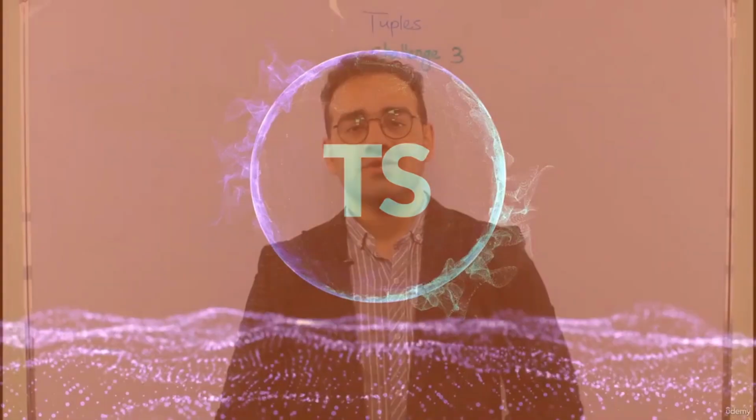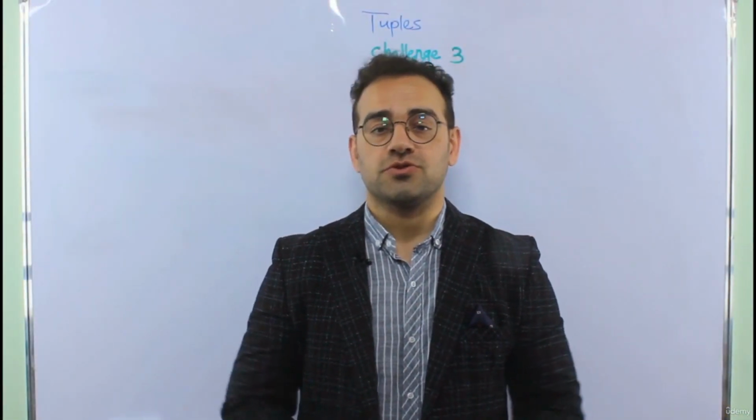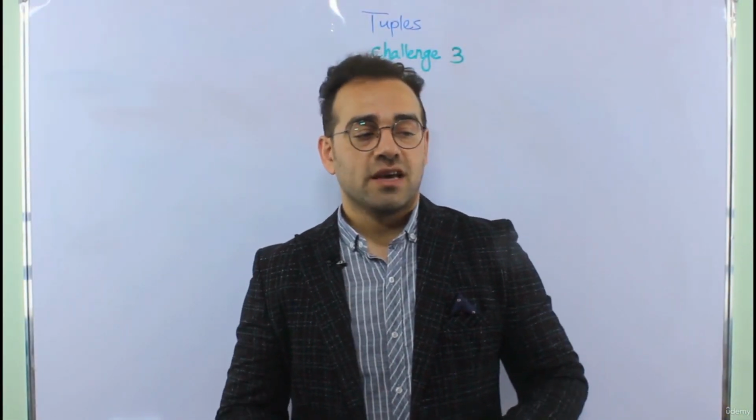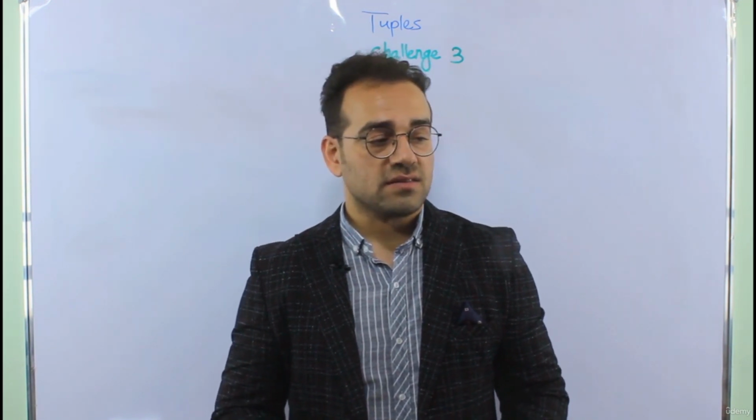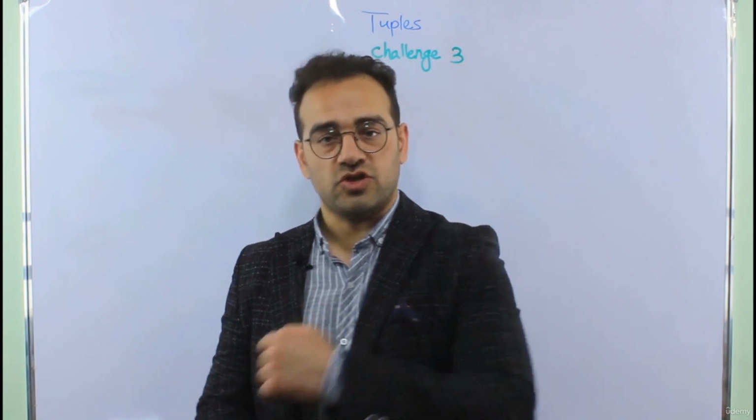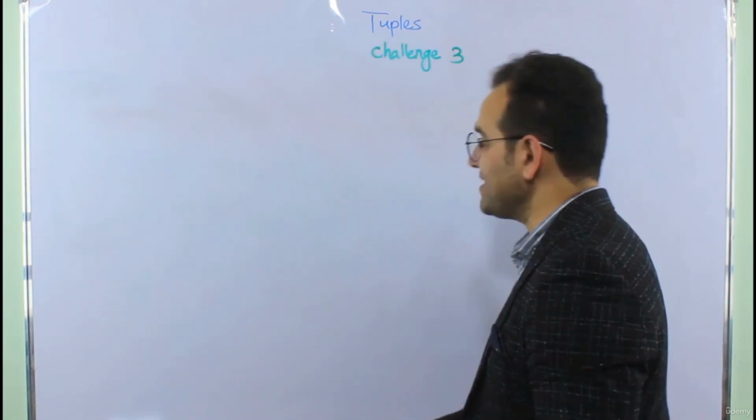Hi everyone, welcome to your third challenge solution for tuples. The statement for this challenge reads, create a string and number type tuple and then access the second item. Let's jump in and let's go ahead and create that.